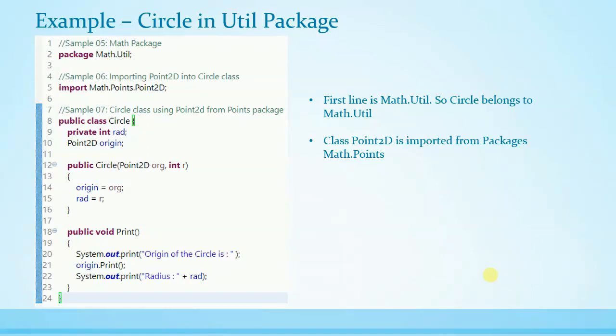Even though math is the main package for both util and points, since Point2D is defined in points, we already imported that at line 5. Since it got already imported, here we are directly using Point2D origin as a member at line 10. So Point2D is referred here, and we don't need to specify the fully qualified path name. Circle uses Point2D as member. Yes, you saw that in line number 10.